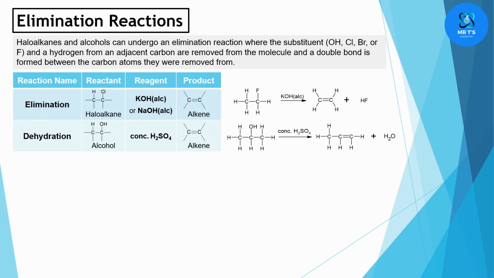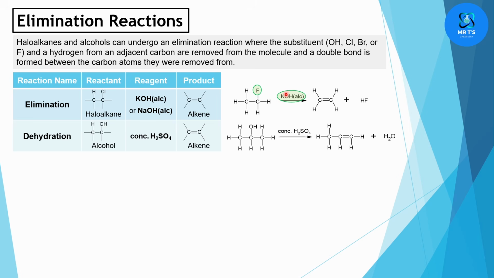So what we do is we remove one of those groups and an adjacent hydrogen. So here's 2 examples here that we can see. So here is a haloalkane. We have a fluorine, and what we're going to do here is we are adding potassium hydroxide. We could also add sodium hydroxide. Now in this case, to make this work as an elimination reaction, the potassium hydroxide has to be dissolved in alcohol and not in water. So we're using this reagent.